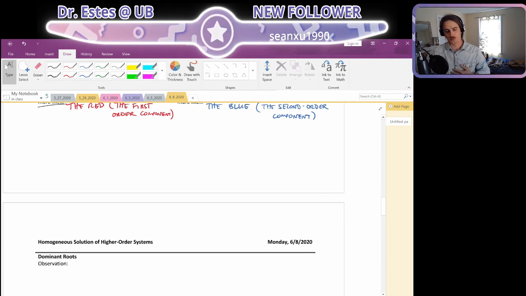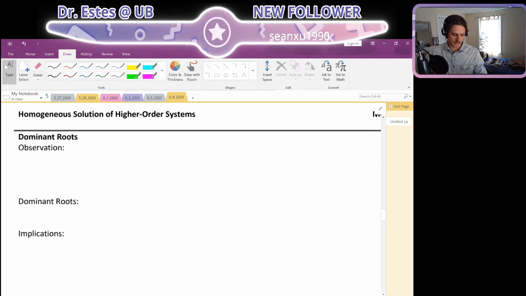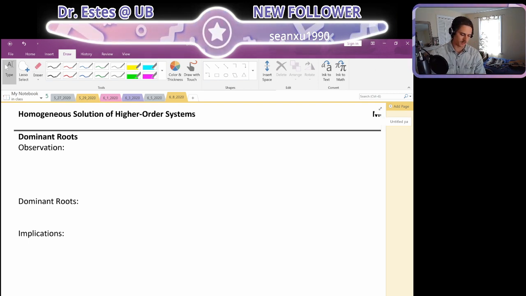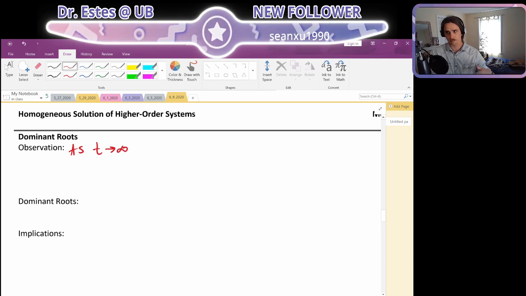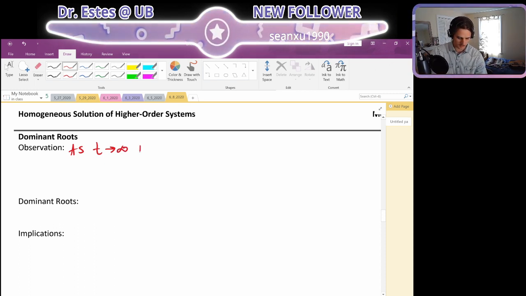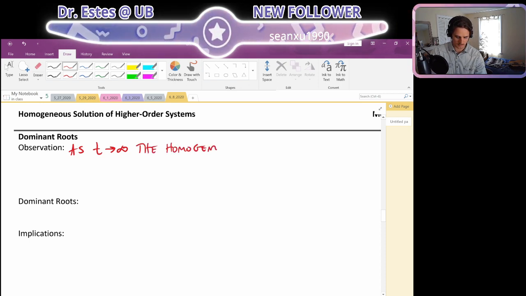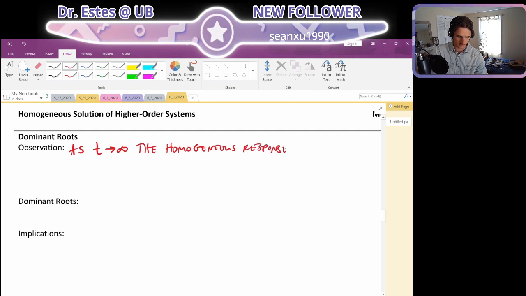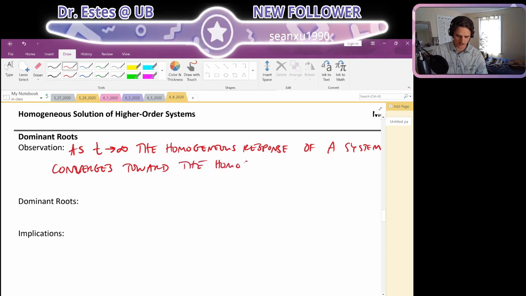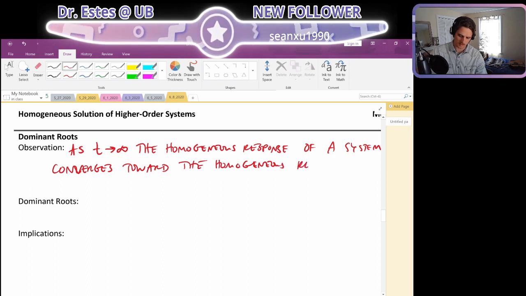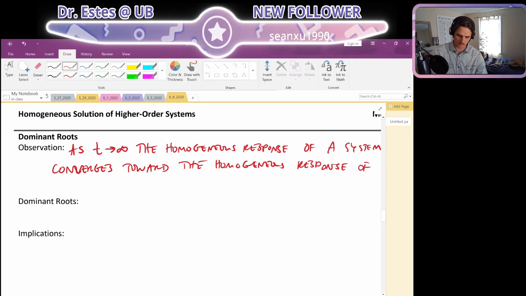This brings us to the important concept of dominant roots. So first, we'll write down the observation from that example up above. As time marches on towards infinity, the homogeneous response of a system converges toward the homogeneous response of its slowest roots.